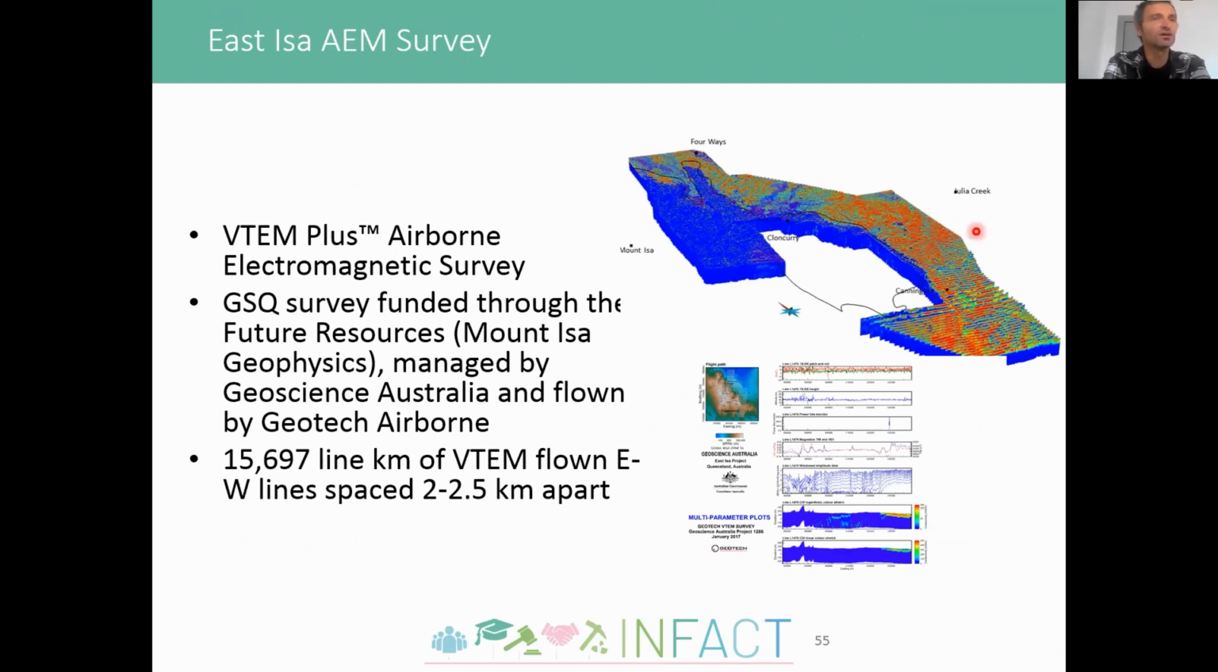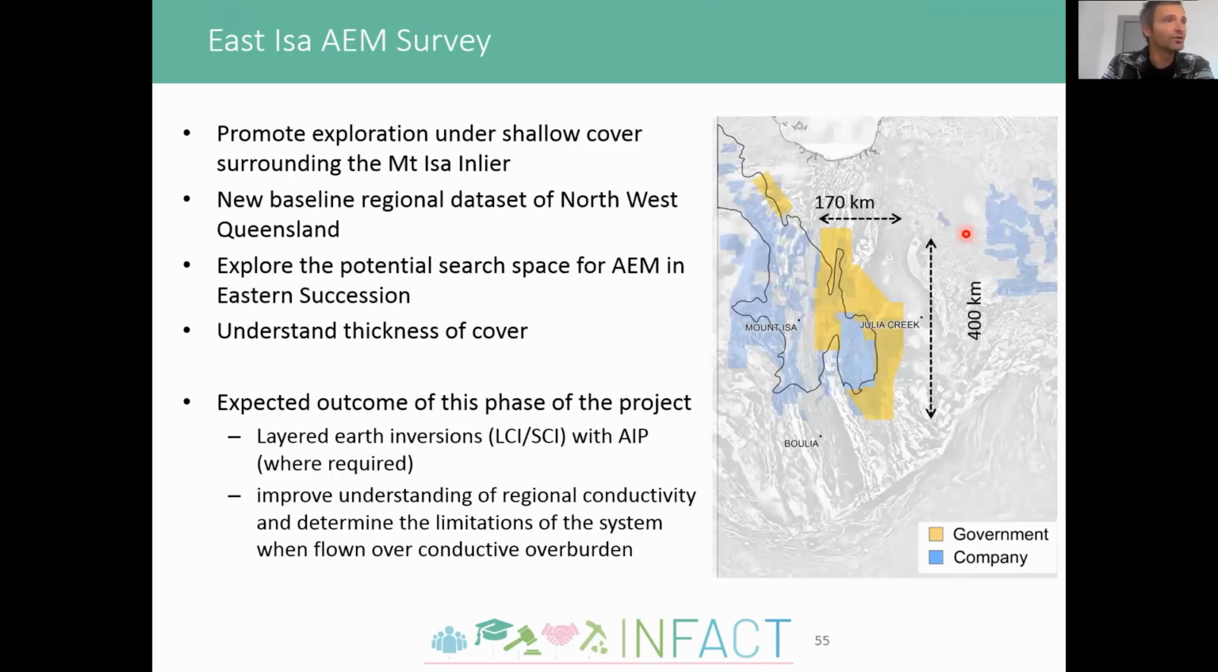So this is the Isa VTEM project, close to 16,000 line kilometers at 2 kilometers apart. It was aimed at promoting exploration in the shallow cover. And basically, we got involved because there is IP in the data and they wanted to see if that affects their basic understanding in terms of conductivity, but also in terms of geology. Also, to this date, only CDI, so inflow type of a product, had been developed. So we came in to do layered earth inversions with IP where needed and present.